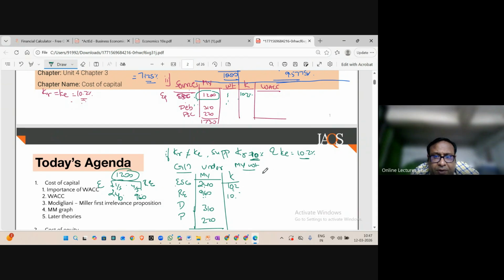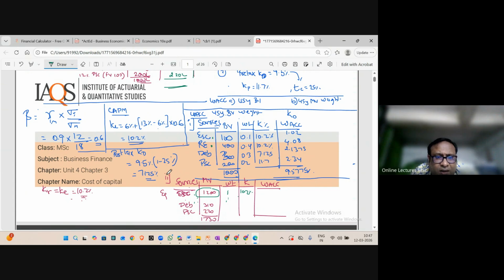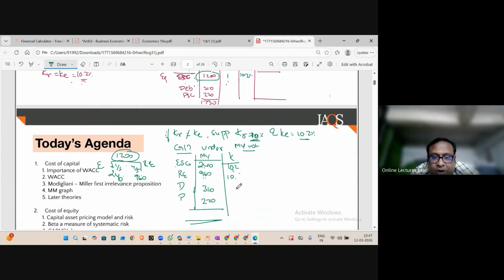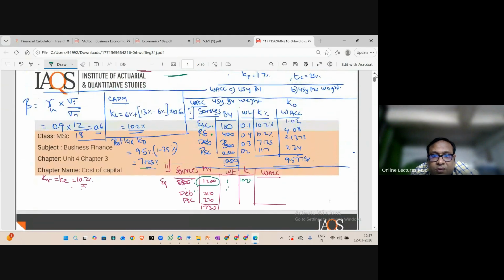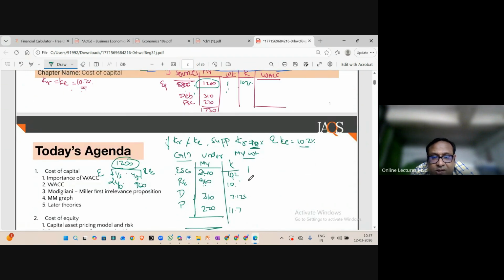I don't remember what the KD was. KD we had found to be 7.125 and KP was 11.7. Based on that, we'll find the WACC. I'll solve both the examples, so I hope you are trying it.